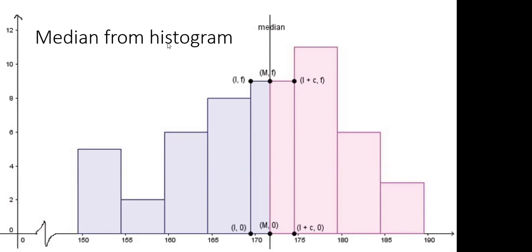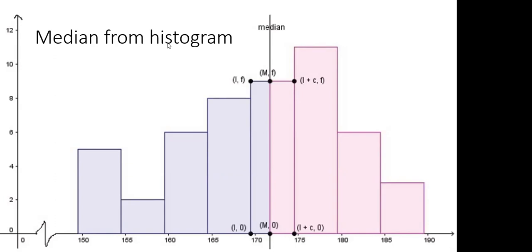The red and the pink and the purple have equal area. And you basically have to figure out where it is. Now, you can kind of guess that this vertical line will come in the median class. And most of you have done it, you have figured out the median class.